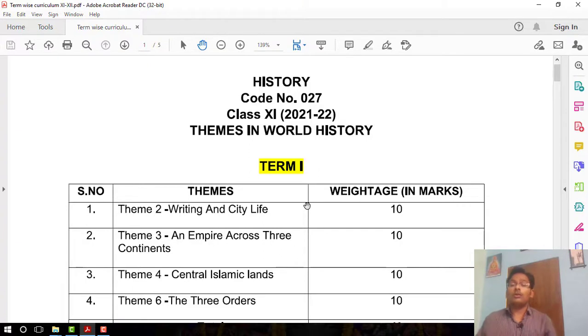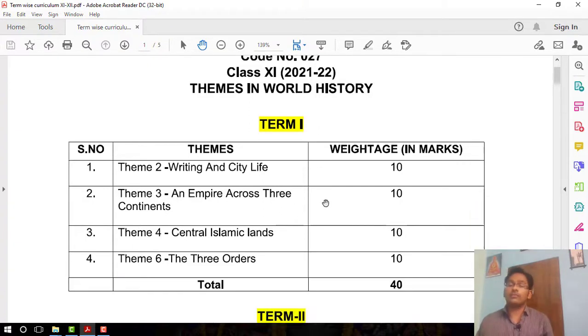Correct? So now you can see this is the syllabus of the term 1 examination, which carries 40 marks. You can see there are 4 chapters. What are the 4 chapters? I hope you downloaded the syllabus earlier, but if you didn't, please download the syllabus from the CBSE site, that is cbseacademic.nic.in.